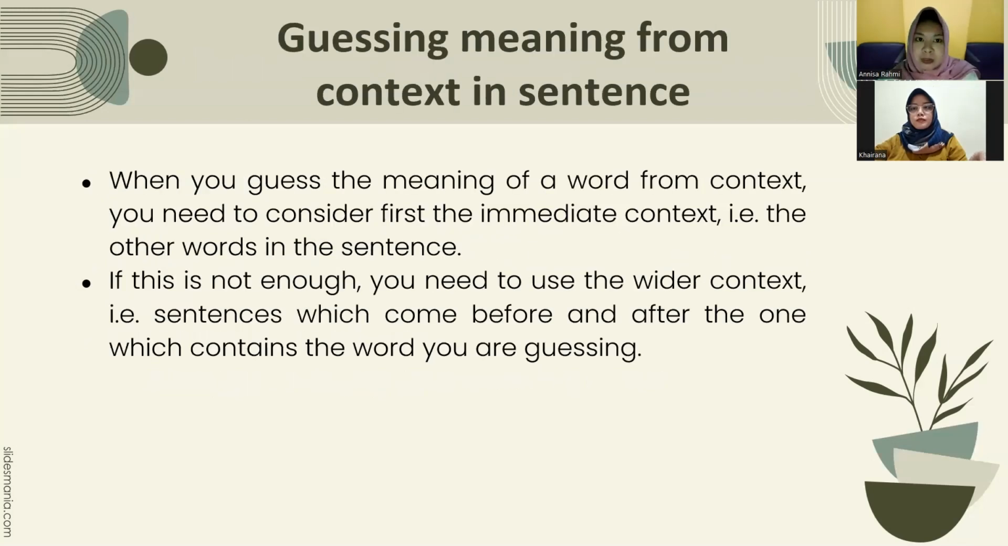It's related with the previous topics. The second one is guessing meaning from context in sentences. So when you guess the meaning of a word from context, you need to consider first the immediate context, for example, the other words in the sentence. If it is not enough, you need to use the wider context, for example, sentences which come before and after the one which contains the word you are guessing.